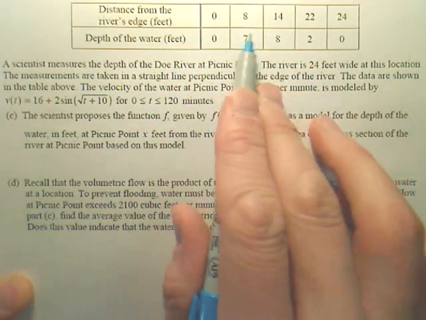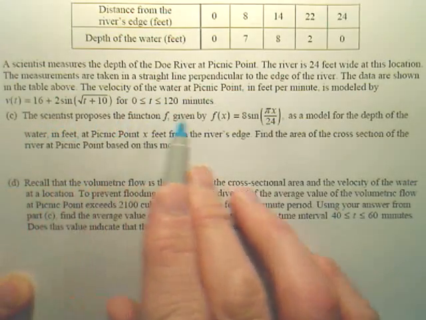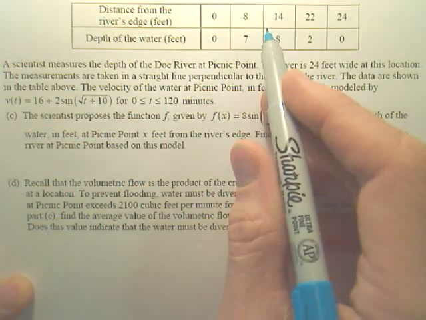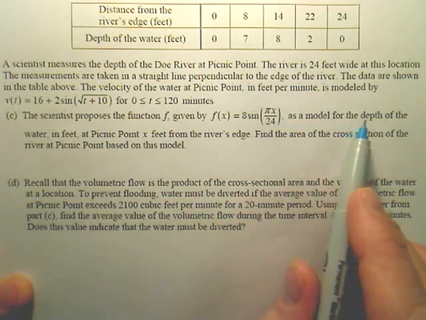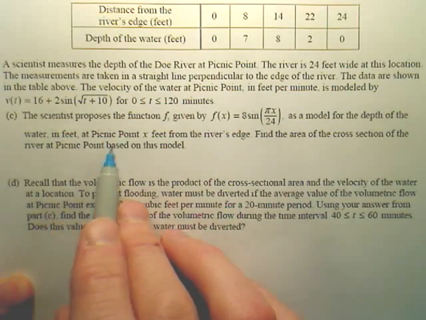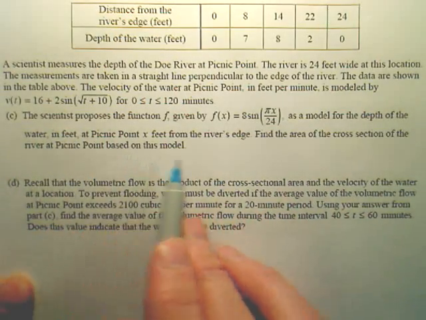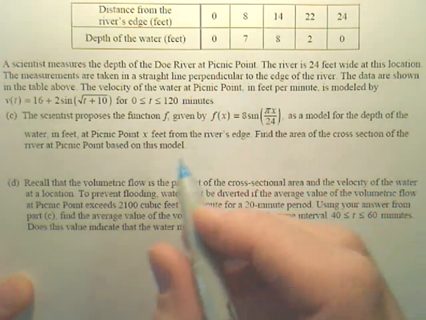We're not even using this table anymore. We're going to use the equation the scientists propose, which is now replacing this table, so we actually don't need the table. As the model for the depth of the water, find the area of the cross-section of the river based on the model. So using this instead of this, we want the area.